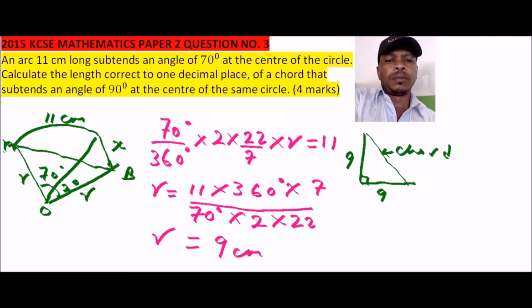This means tumia Pythagoras theorem na tuseme our chord, this is now our AB. Tuseme AB, which is our chord, is equals to the square root of 9 squared plus 9 squared. That is a Pythagoras theorem. Na ukitumia calculator yako utapata ni 12.7 centimeter, and this is to 1 decimal place.